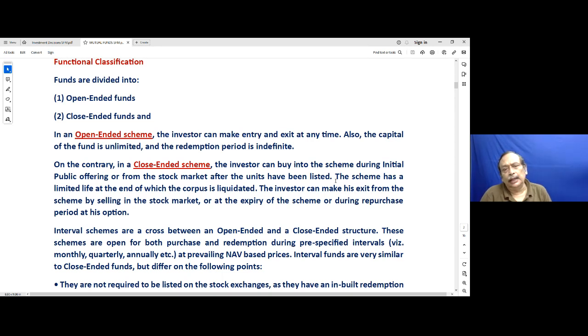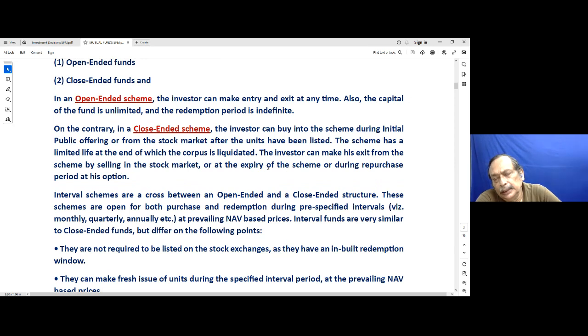On the contrary, in a closed-ended scheme, the investor can buy into the scheme during the initial public offering or from the stock market after the units have been listed. The scheme has a limited life at the end of which the corpus is liquidated. The investor can make his exit from the scheme by selling in the stock market or at the expiry of the scheme or during the repurchase period at his option.